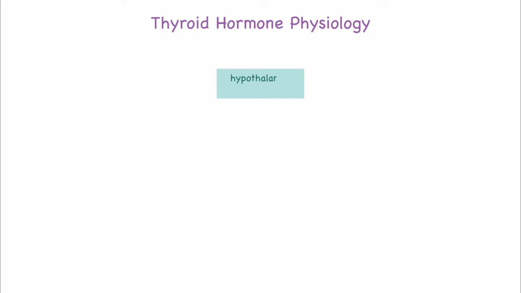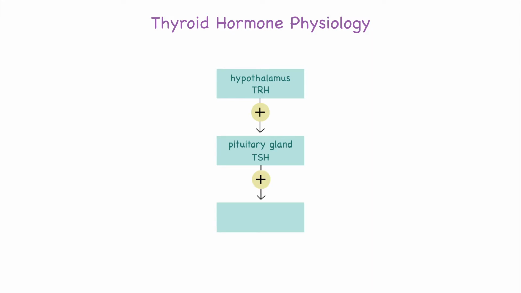We'll start talking about hyperthyroid medications, but now we need to understand thyroid hormone physiology. It's easy, so let's concentrate. The story begins with hypothalamus, which releases TRH, which is thyrotropin releasing hormone. This hormone goes to the pituitary gland and releases TSH, which is thyroid stimulating hormone. TSH goes to the thyroid gland and releases T3 and T4.